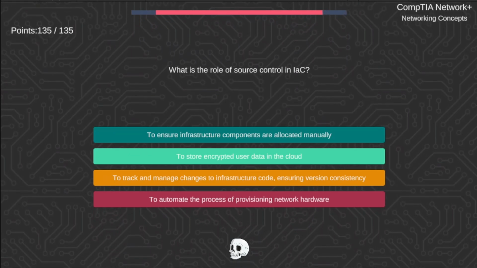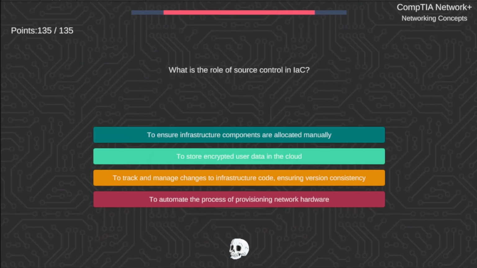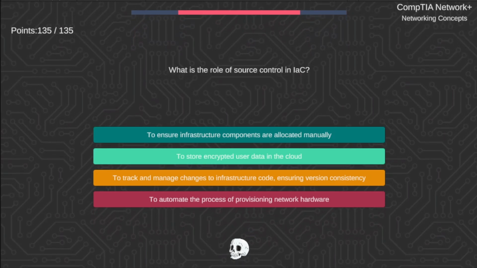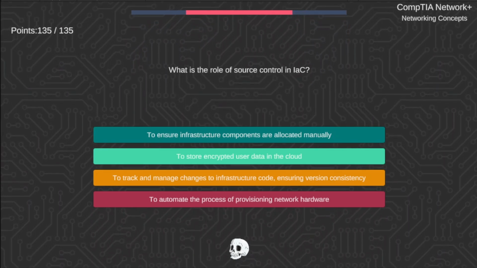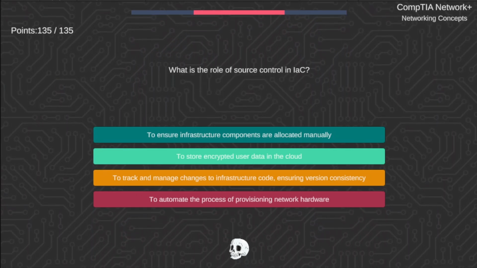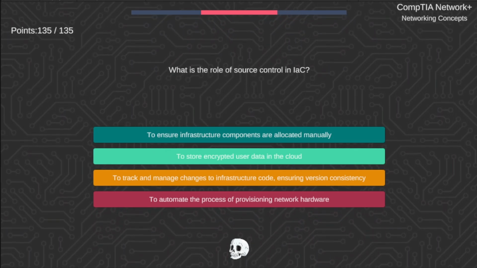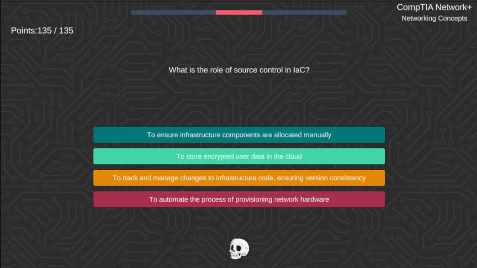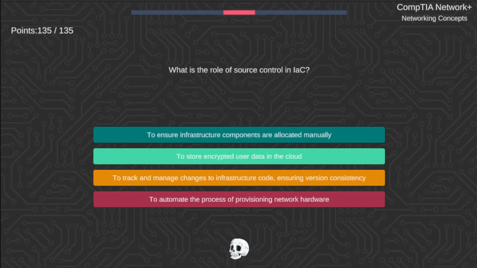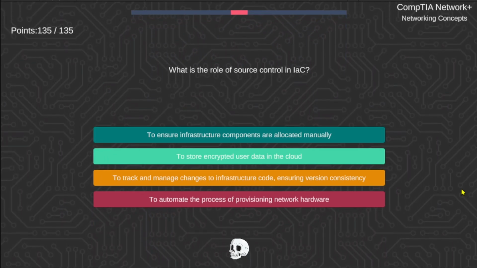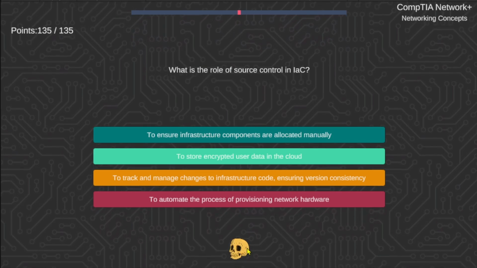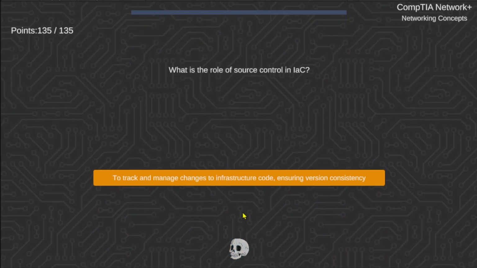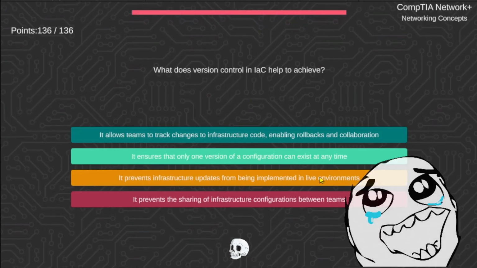To ensure infrastructure components are allocated manually, to store encrypted user data in the cloud, to track and manage changes to infrastructure code ensuring version consistency, or to automate the process of provisioning network hardware. The role of source control in IAC. Correct answer is to track and manage changes to infrastructure code ensuring version consistency.